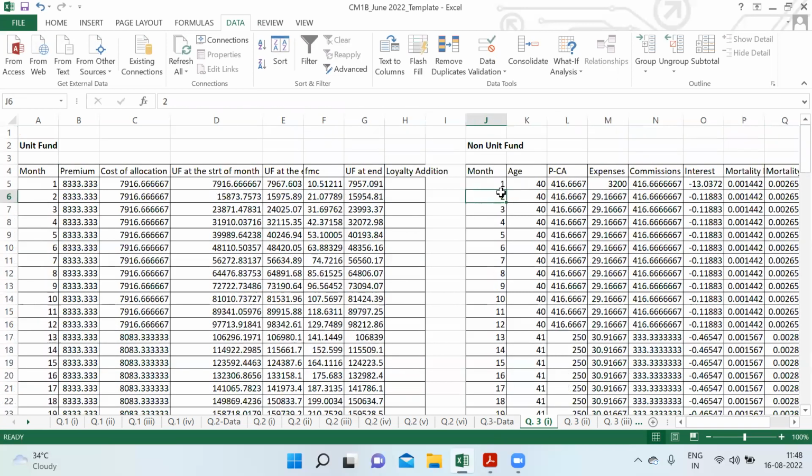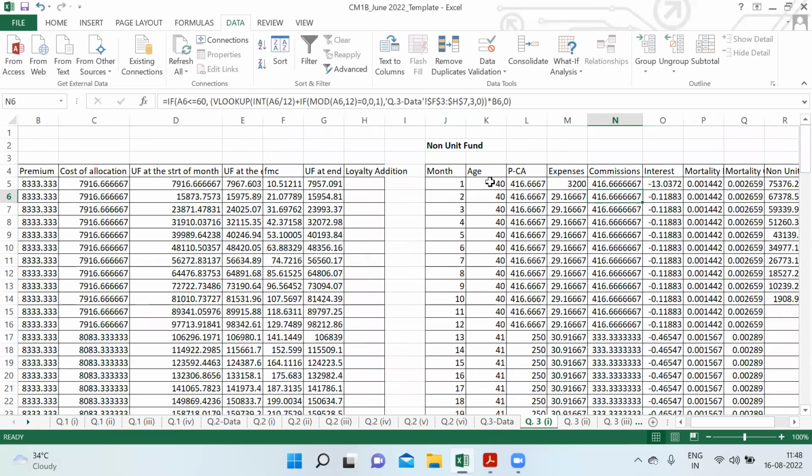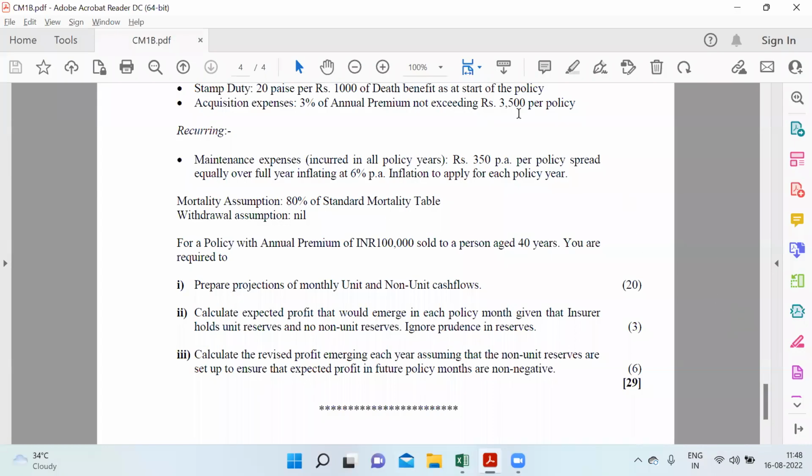Again, the same table: month, age. Age will be 40 for the first year, for the next year it is 41, and it goes up to 49. Premium minus cost of allocation is basically whatever the premium was minus the cost of allocation. Expenses we have been given already. Initial expenses are 20 paise per 1,000 of the death benefit as at the start of the policy, and acquisition is 3% of annual premium not exceeding a limit.